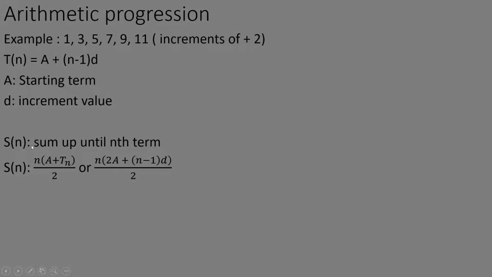So the sum up until the nth term, for example from the first term all the way to the fifth term, will be S5. The sum up until the nth term is represented by these formulas: n multiplied by the first term plus the nth term, over 2, or n multiplied by 2a, which is 2 times the first term a, plus (n minus 1)d, over 2. These are basically the same thing. This format is just the expanded version of this.